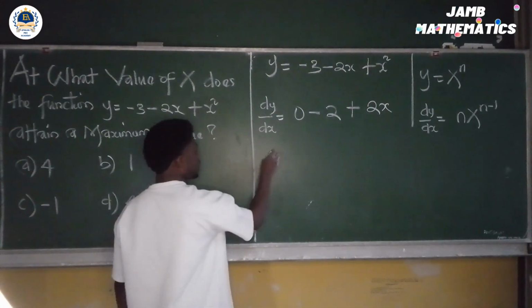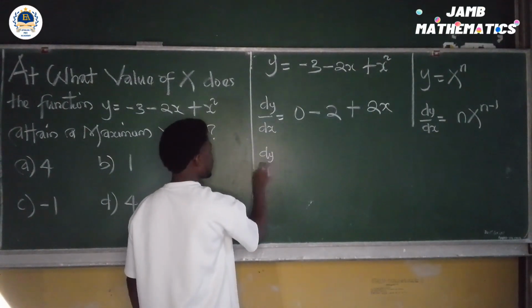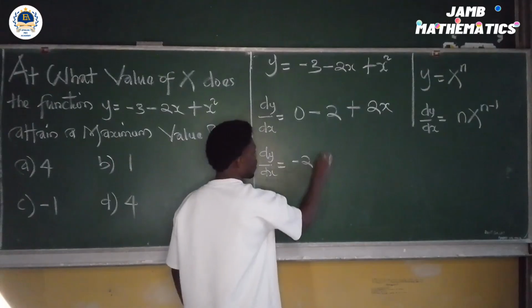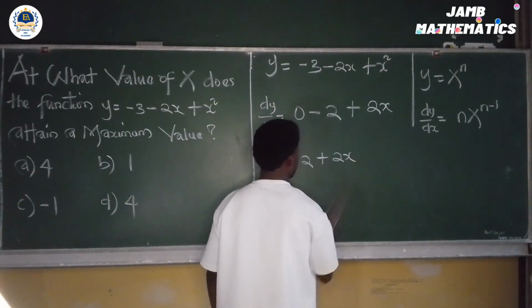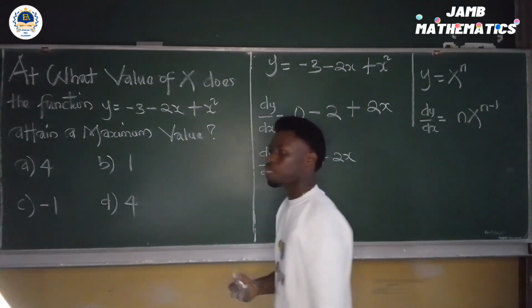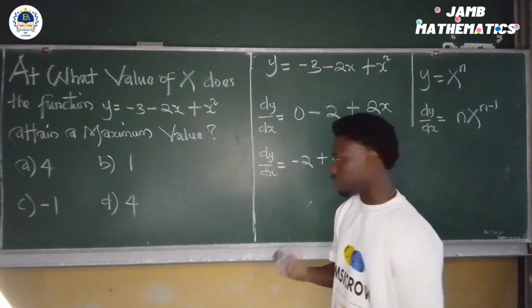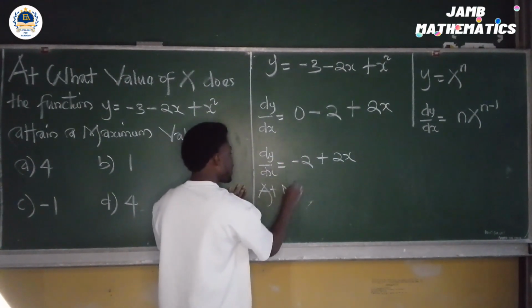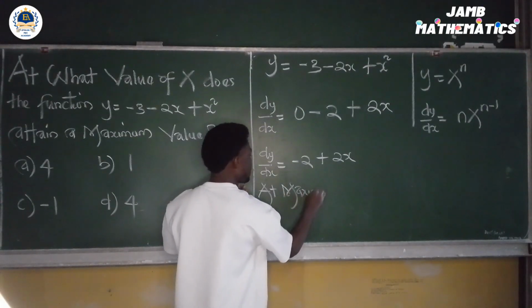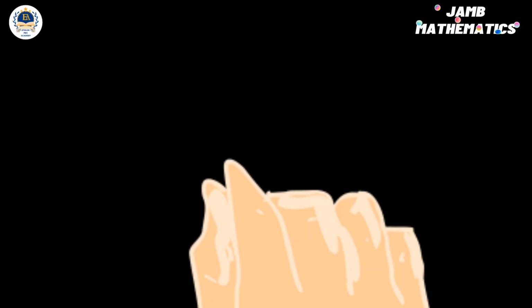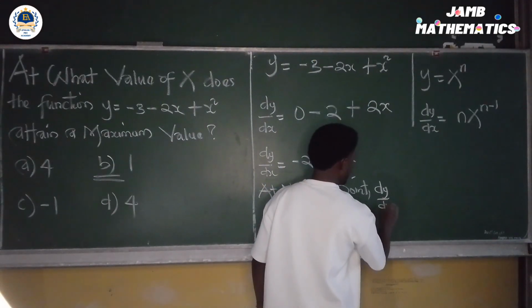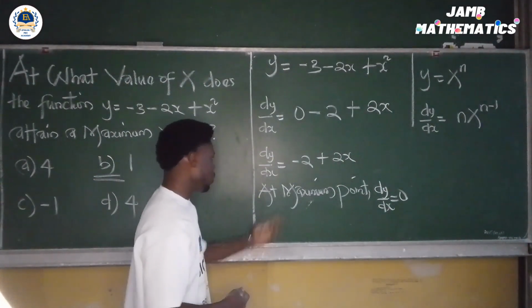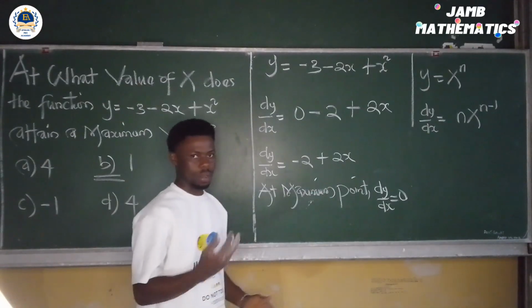So dy over dx is equal to minus 2 plus 2x. Now at maximum point, dy over dx is equal to 0. So that is to say, we are going to equate this result to 0.